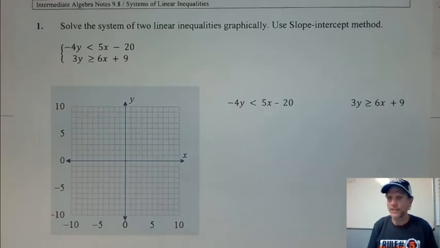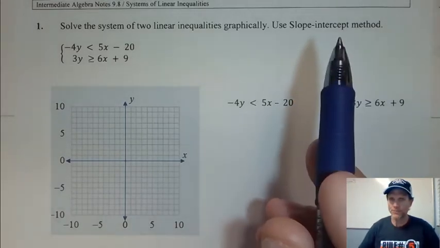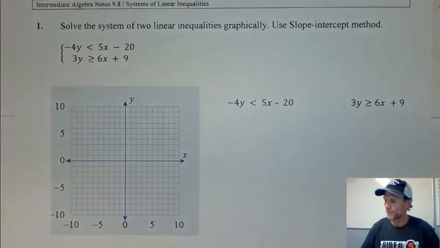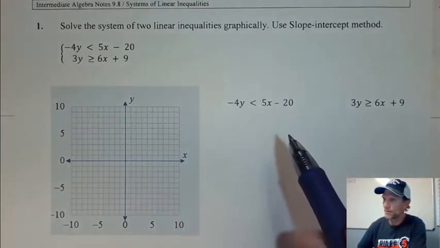All right, this is the last section in Module 9. We're going to look at graphing two linear inequalities at the same time on a coordinate system and then shading the overlap if there is an overlap. So this first one asks us to write in the slope-intercept form and then use the slope-intercept method.